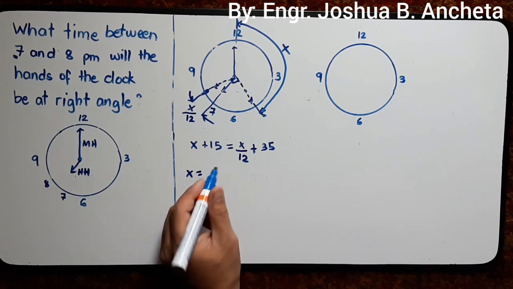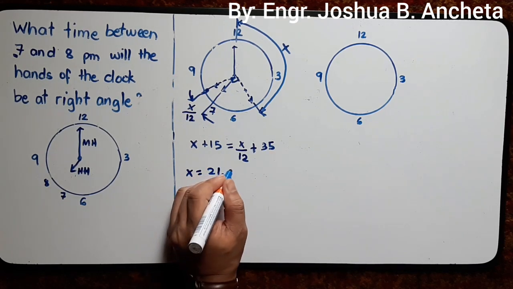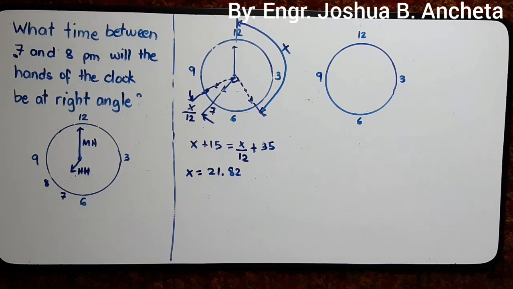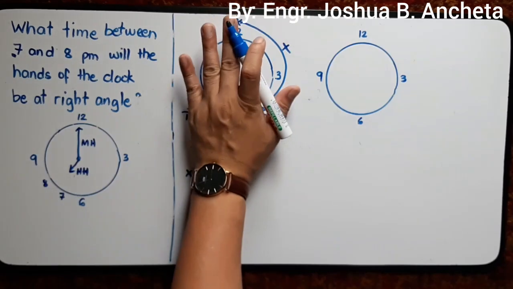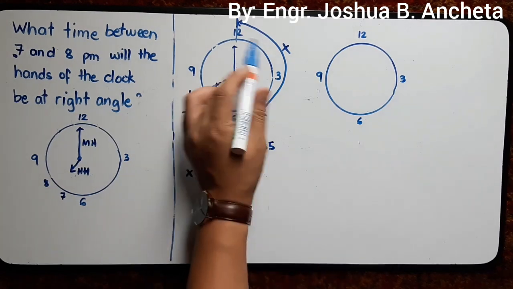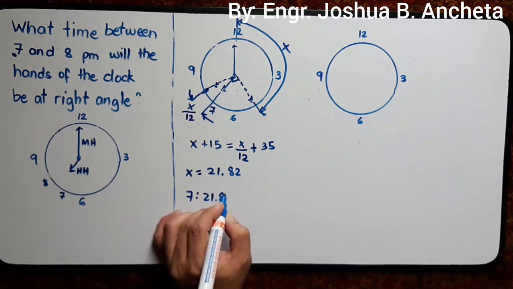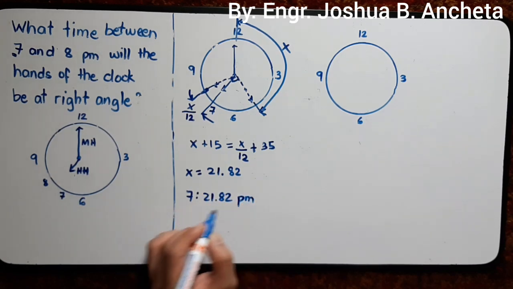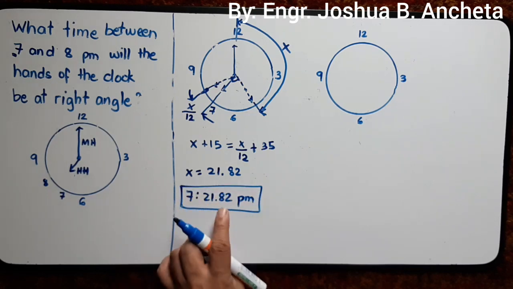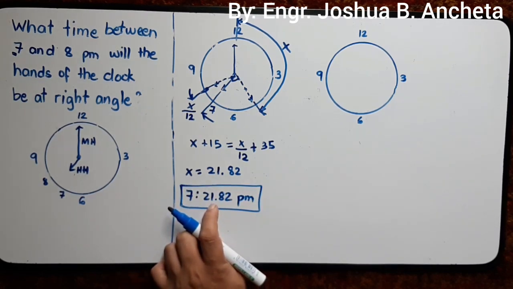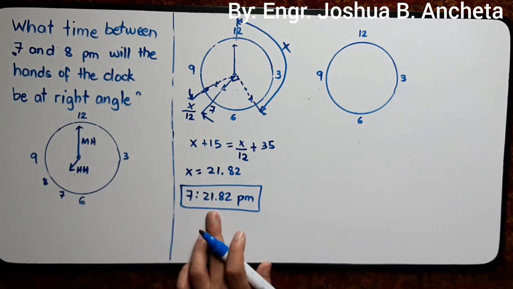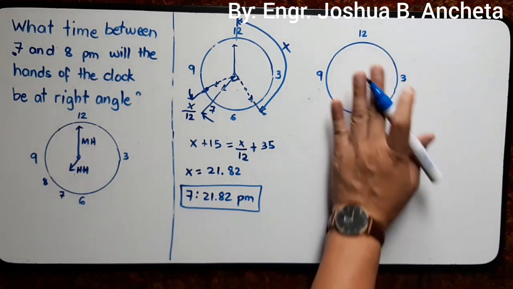This will give 21.82. So, with respect to this scenario, at 7 o'clock and 21.82 minutes, in terms of PM, at this time the minute hand and the hour hand are at right angle for the first time. We can also calculate the other condition wherein the minute hand and the hour hand are at right angle for the second time. So let us use this portion.